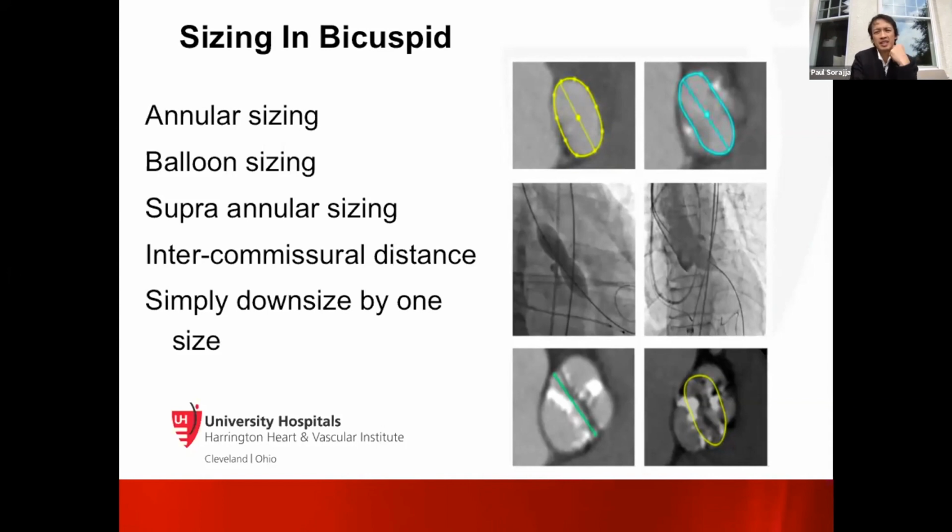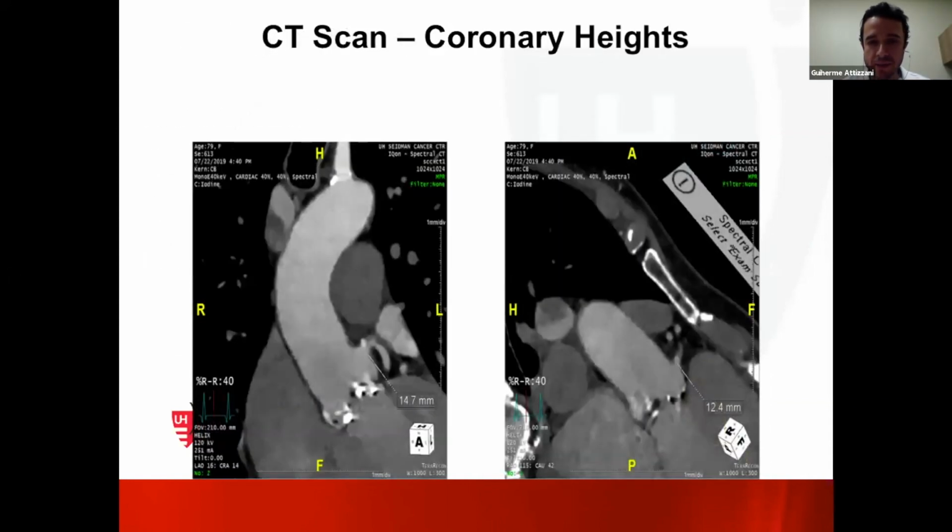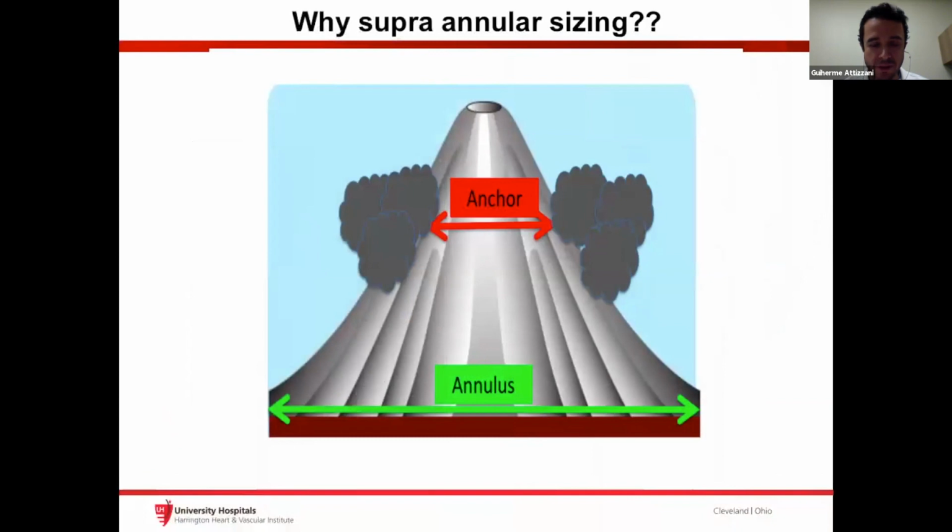All right. So great discussion here. Okay, so just the rest of the CT, this is the coronary height. So left 14.7, 12.4 for the right. And here I do just a call. I do supraannular sizing when we're dealing with bicuspid valves. I think João's point is very important, the fact that there is less reproducibility when you do supraannular sizing on your measurements.